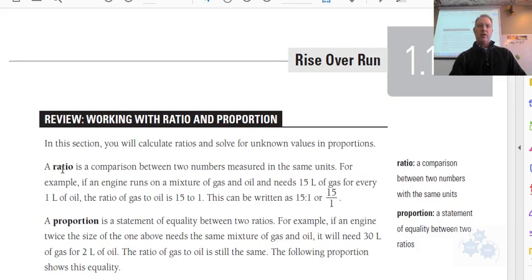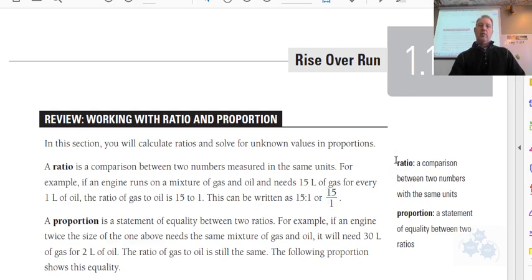Okay, so there's a couple definitions we want to talk about as we look into 1.1. The first one, and you'll notice the highlighted terms in your workbook are the important words we need to know. So a ratio is a comparison between two numbers measured in the same units. For example, if an engine runs on a mixture of gas and oil and needs 15 liters of gas for every 1 liter of oil, the ratio of gas to oil is 15 to 1. Okay? 15 to 1. If we have 30 liters of gas, we need 2 liters of oil because it has to be the same ratio. So another way to write that is 15 to 1 or 15 over 1 here.